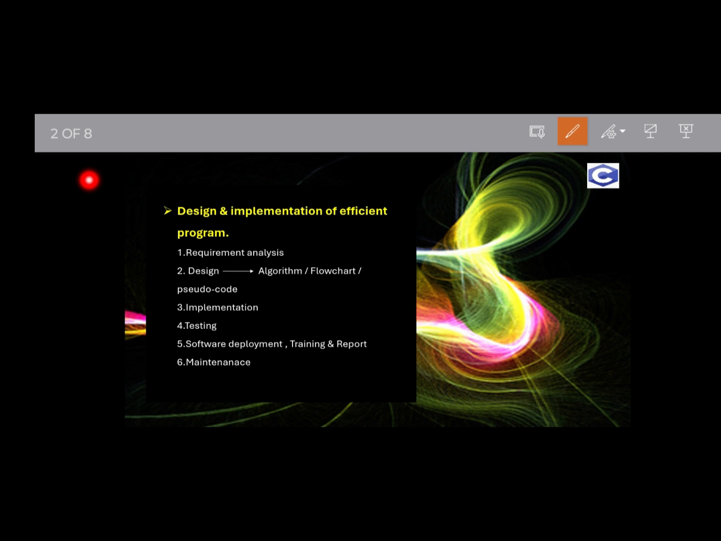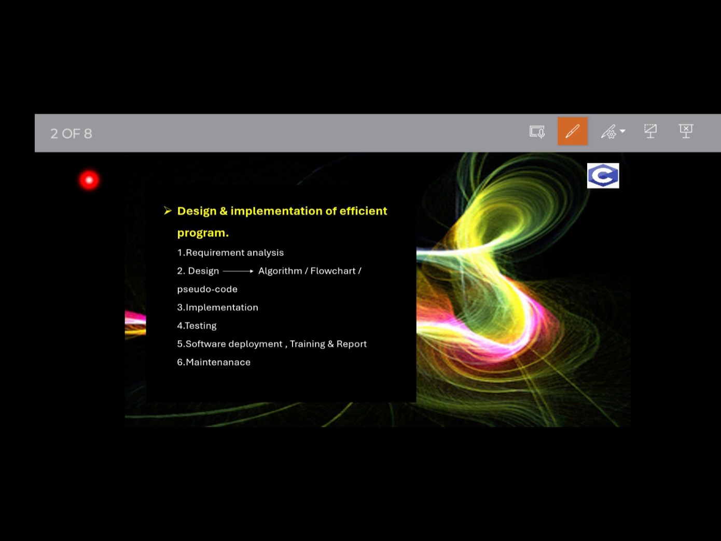The second step, design, includes algorithm, flowchart, or pseudocode. We'll learn later what algorithm, flowchart, and pseudocode are, but for now, an algorithm is just English writing, step by step. For example, for cooking something, we have a recipe, we have certain steps to follow one by one. Algorithm works the same way. What is a flowchart? A flowchart is nothing but a symbolic representation.